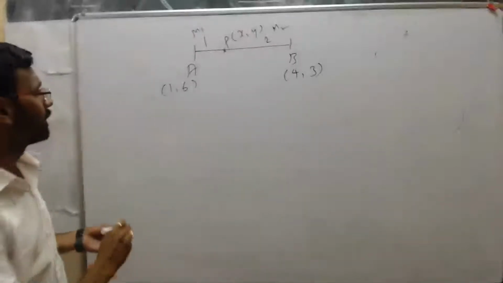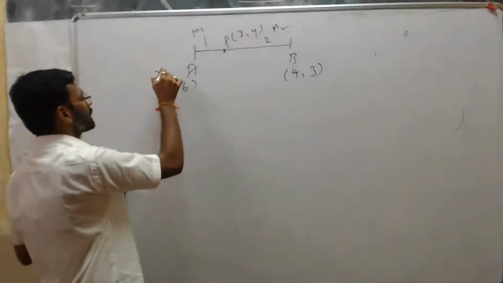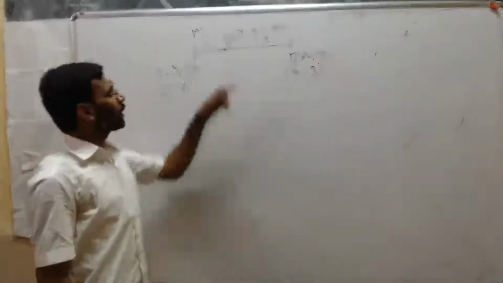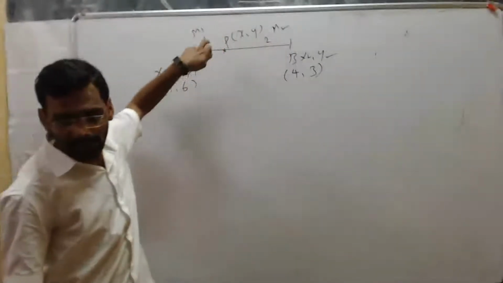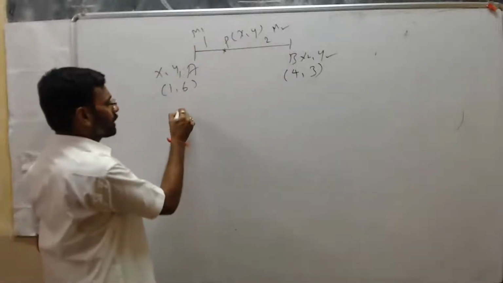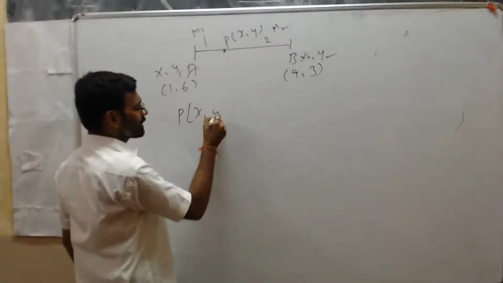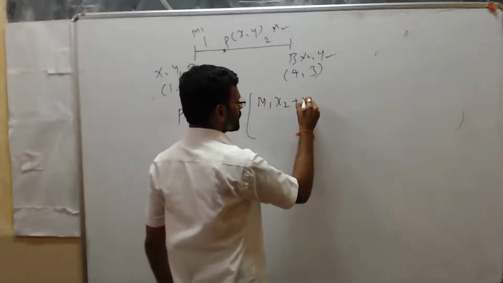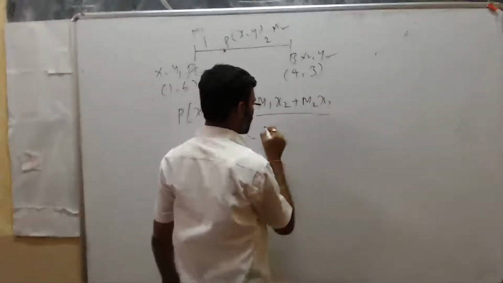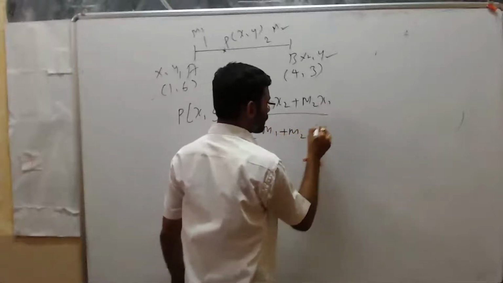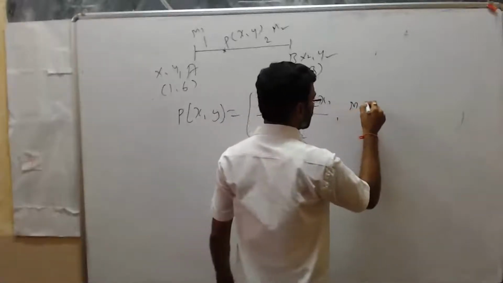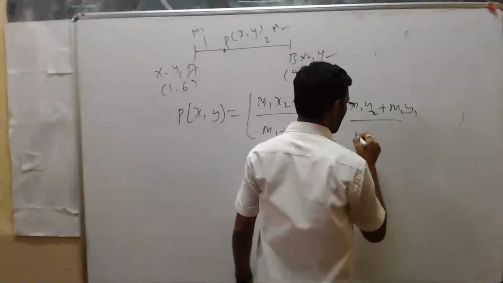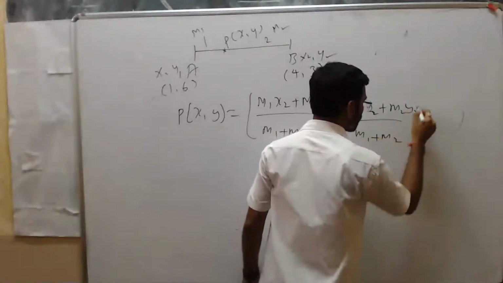Here (4, 3) is considered as x1, y1, and the other point is x2, y2. The first part of the ratio is m1, the second part is m2. Then the coordinates of P by the section formula: P(x, y) equals (m1 into x2 plus m2 into x1) divided by (m1 plus m2), comma, (m1 into y2 plus m2 into y1) divided by (m1 plus m2).